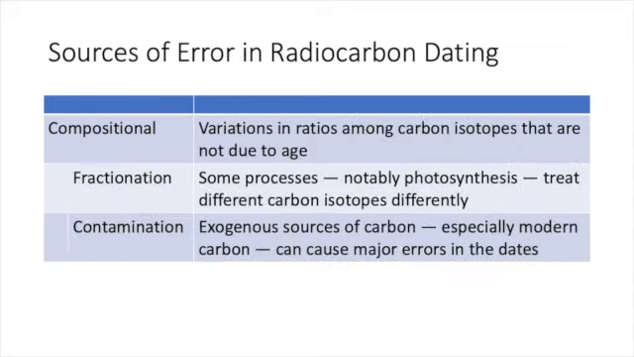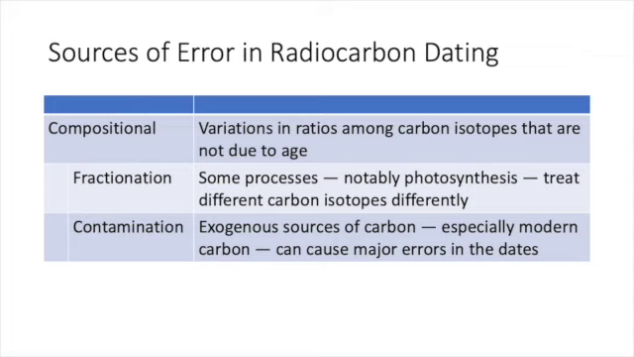Compositional errors result when the ratios of the various carbon isotopes in the material do not reflect their ratios in the atmosphere, even at the time that the organism was alive. This happens because many organic processes can alter these ratios, photosynthesis among them. Fortunately, labs can usually correct for this. And that's one of the reasons we look at carbon-12 to 13 ratios, and not just the carbon-14.